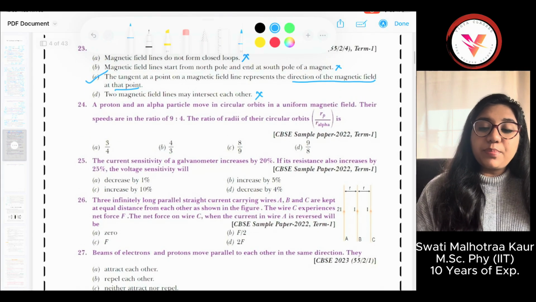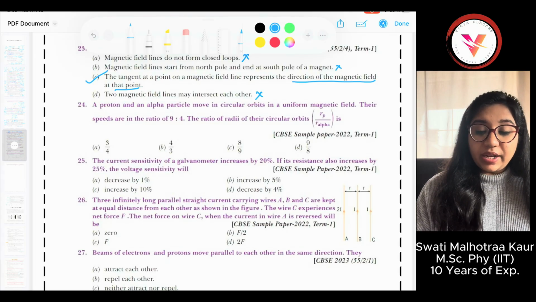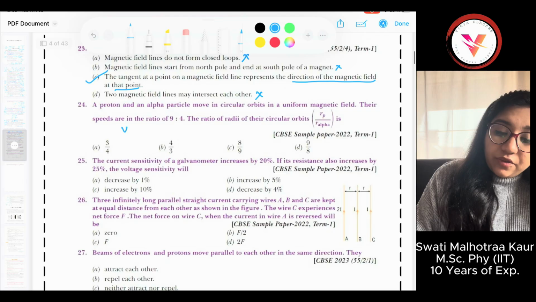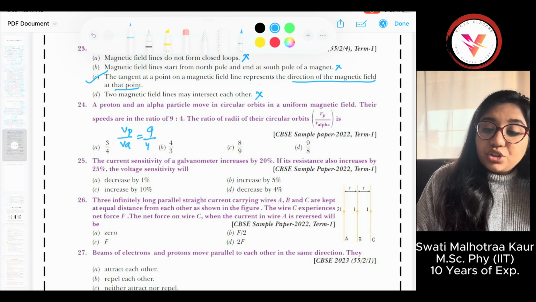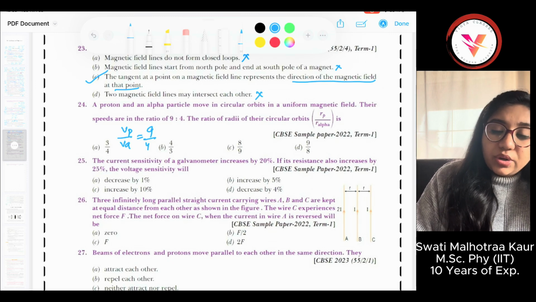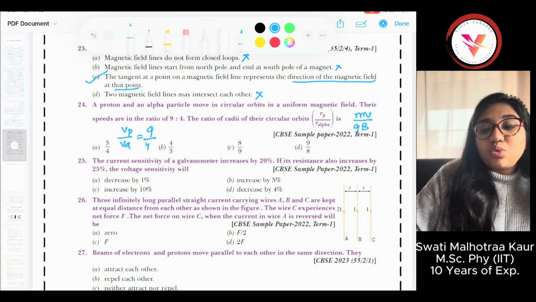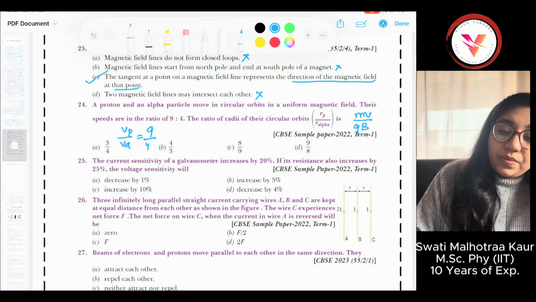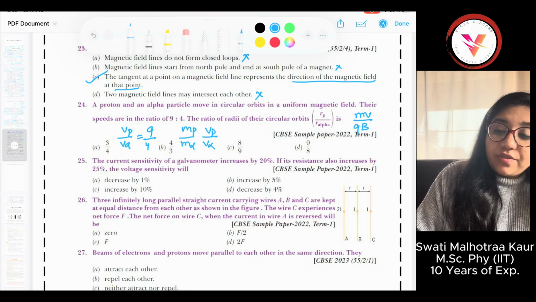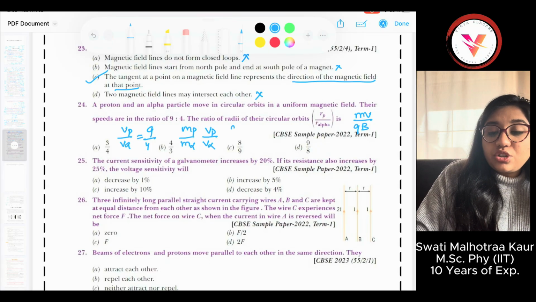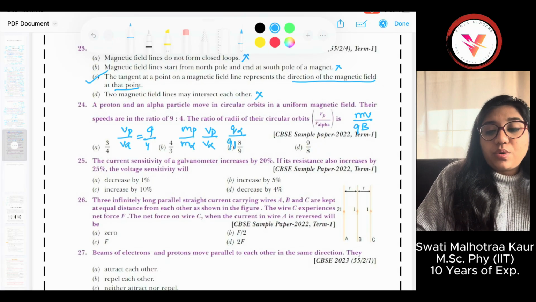Okay, the next is a proton and an alpha particle moving in circular orbits in a uniform magnetic field. Their speeds are in the ratio V proton by V alpha is 9 by 4. The ratio of the radii of the circular orbits. So radius is mv by qB. The magnetic field is the same, so we only have to check mv and q. Mass of proton by mass of alpha, then velocity of proton upon velocity of alpha, and charge is down, so charge of alpha upon charge of proton.